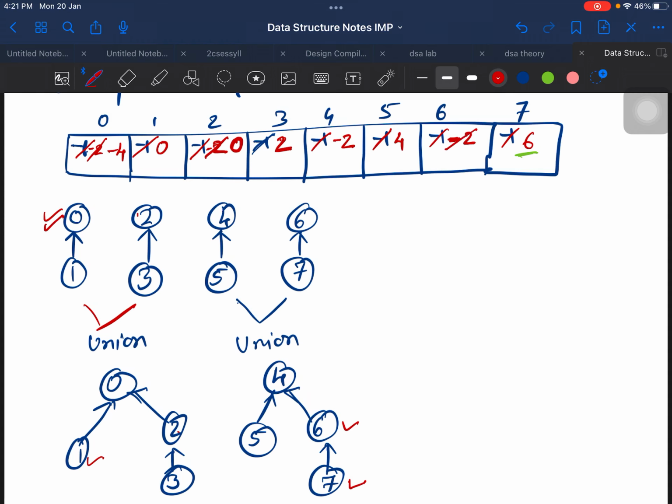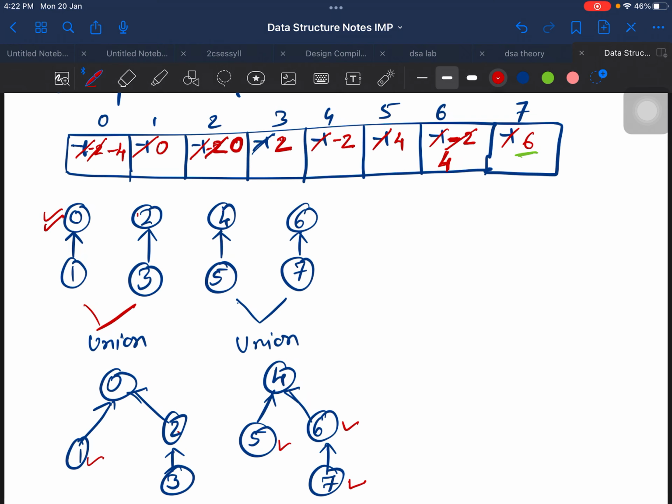So guys, instead of writing minus 2 here, what will I write now? The parent. Who is the parent? 4 is the parent, so now I will write 4 here. I don't have the minus sign now. Why is the minus sign not there? Because 6 is not a root now; 6 is a child now. I am writing 4 because 4 is the parent of 6.